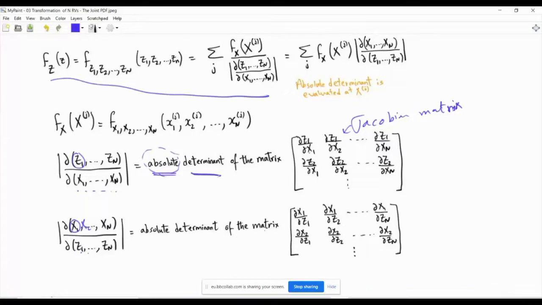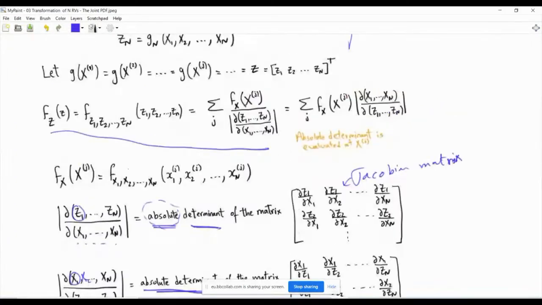The matrix itself is not what we need in our formula. We need not only the determinant of the matrix, we need the absolute determinant of this matrix. So in the formulas you find this expression here again. I'm sure that most of you have seen this before.